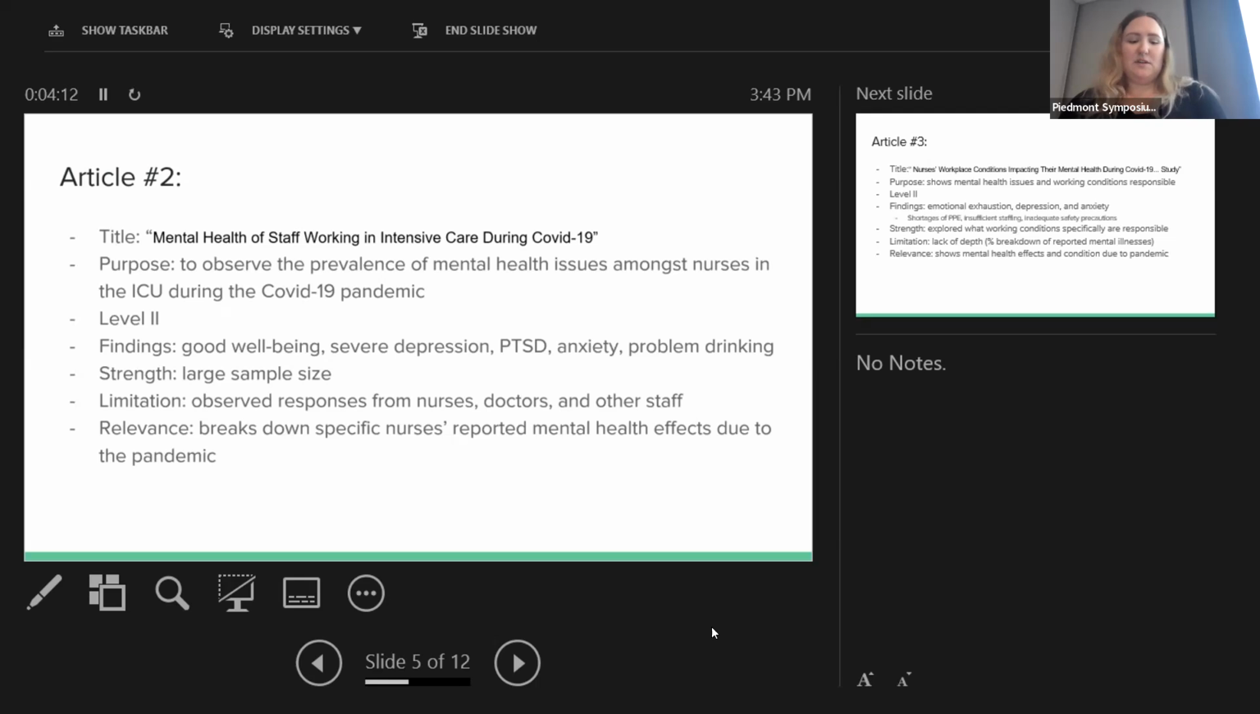On par, the most common response was that the majority of them had developed situational anxiety from everything going on, coupled with a fear of coming into work because they felt the nurse-to-patient ratios were not safe. The strength of this article was a fairly large sample size, but the weakness was that the sample did include other personnel, like doctors, aside from nurses. But this is relevant because it shows that while about half of them were having good well-being, the other half were struggling with these mental health issues.